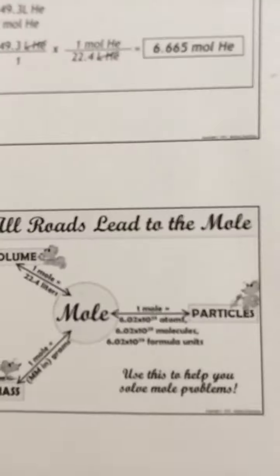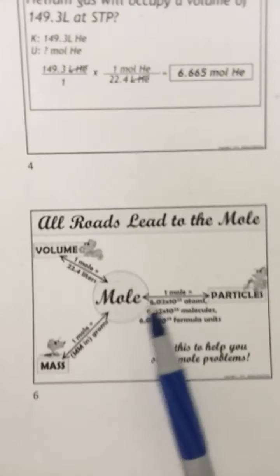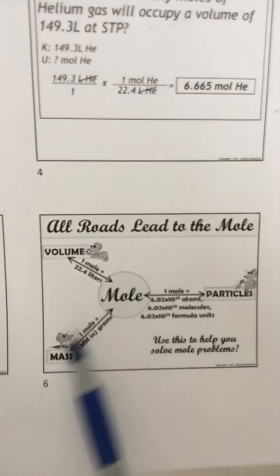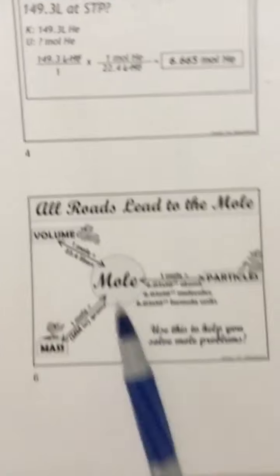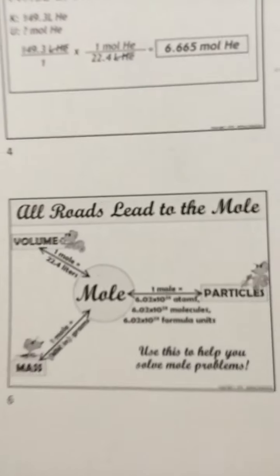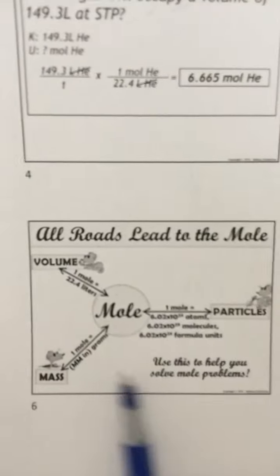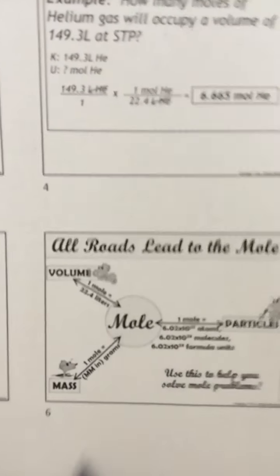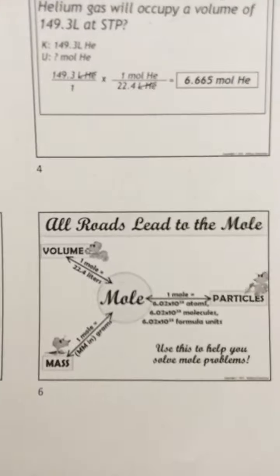Here's a little drawing. This is in your notes. You might like this. It looks kind of like a fidget spinner. Like how you get moles, particles to mass. Maybe this little diagram will work for you, or maybe just the cheat sheet that I typed. It's up to you. This is just a visual representation of how we can go back and forth out of things to get to a mole. Okay? This is all in the slides.